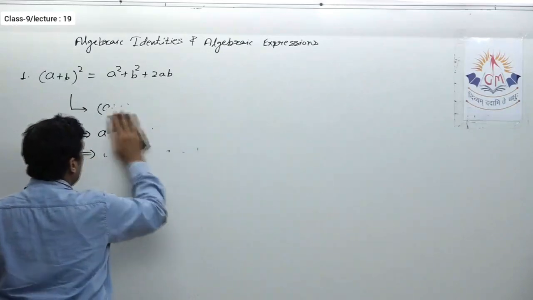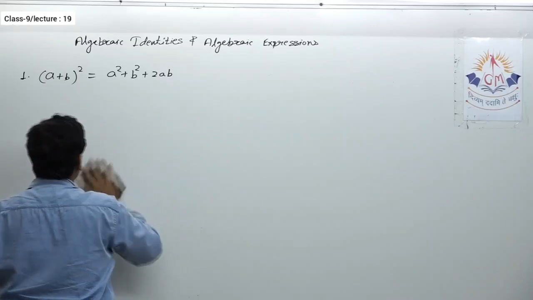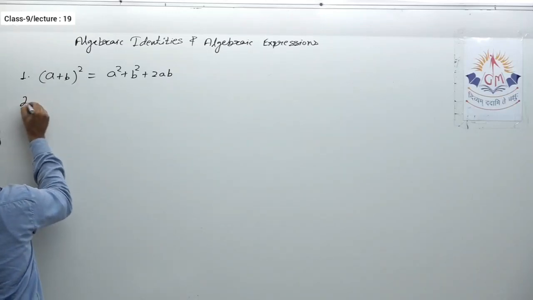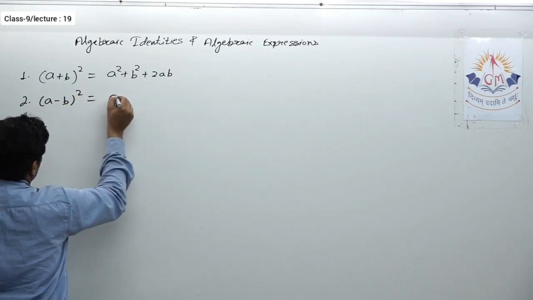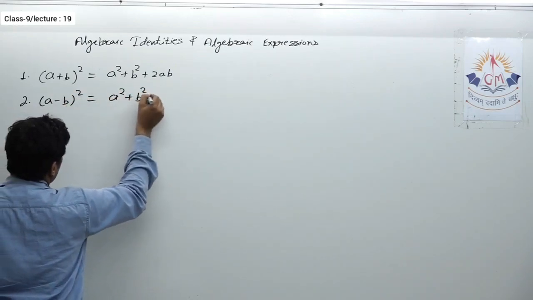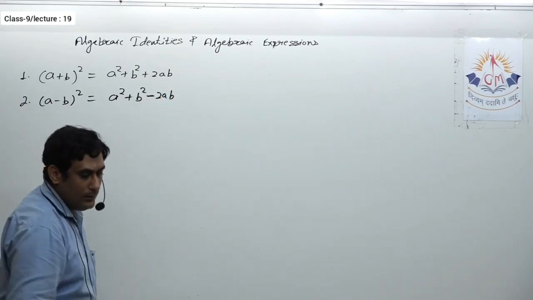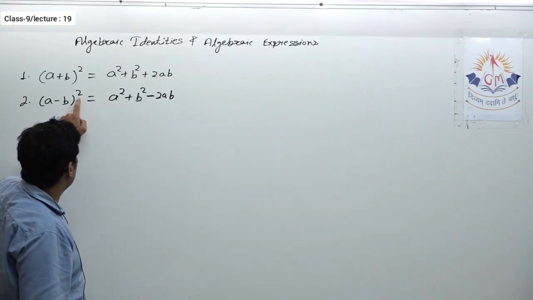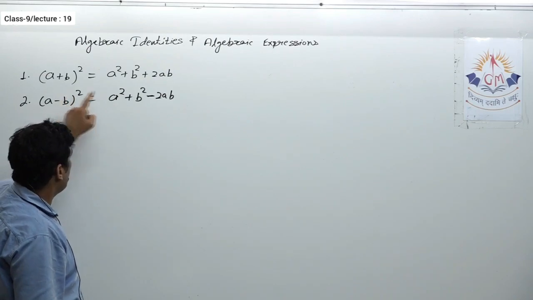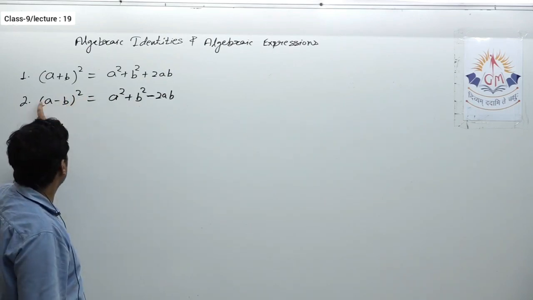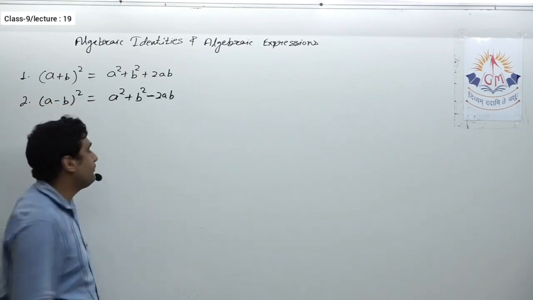In a similar way you have to remember the next identity, that is (a minus b) whole square. So a square plus b square minus 2ab. Instead of plus 2ab, here you have to write minus 2ab. Again, I can say the square comes over here, so a square, plus b square, and 2 comes over here, so 2 into a into minus b, that is minus 2ab.